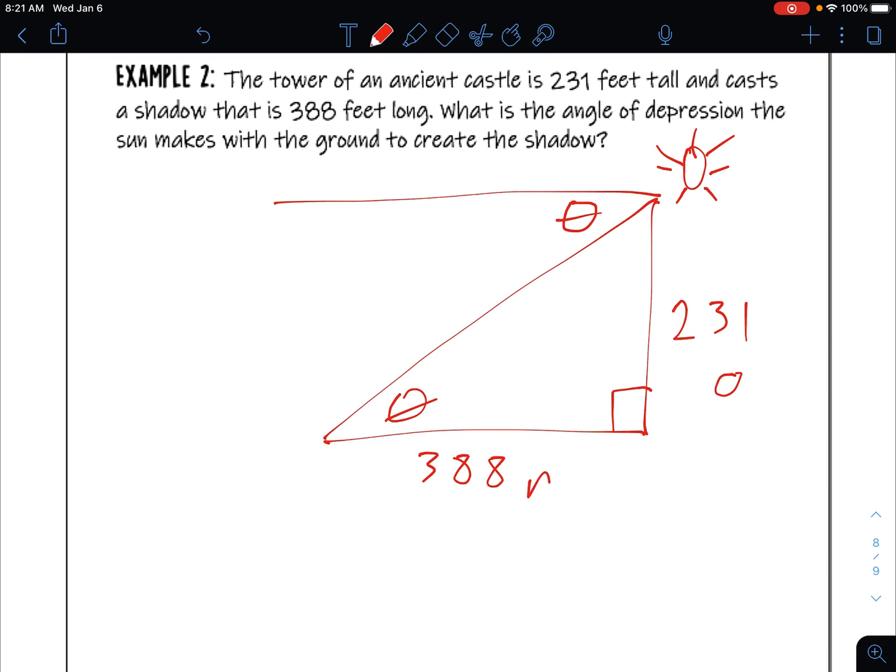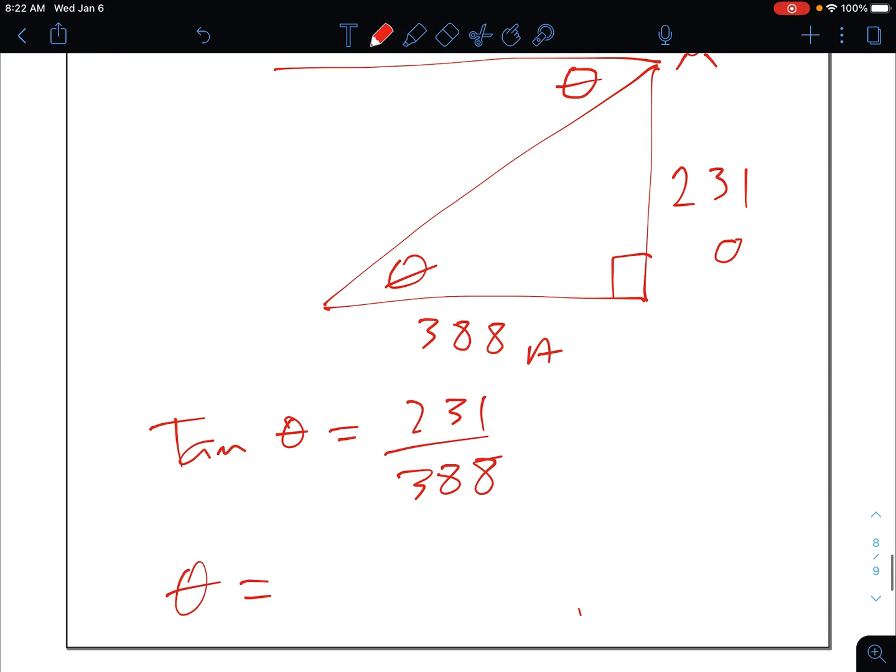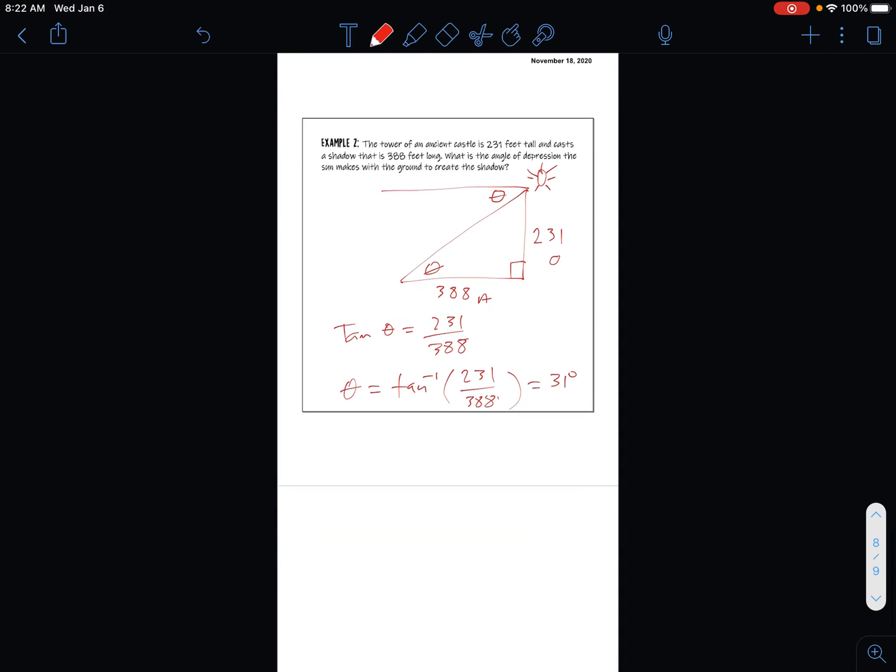Set it up. Tangent of our angle is equal to opposite over adjacent. And then we're solving for the angle, so we want the tangent inverse of the ratio. And that gives you 30.76, so we'll round up to 31 degrees.